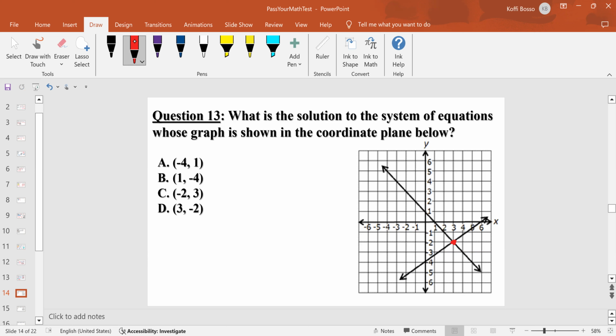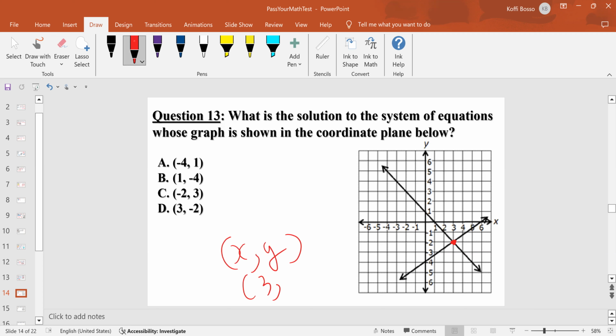Now, what are the coordinates of this red point? When they say coordinate, it is always the x value first, then the y value. That confuses people. People will say -2, comma 3. No, it has to be 3, which is the x value.